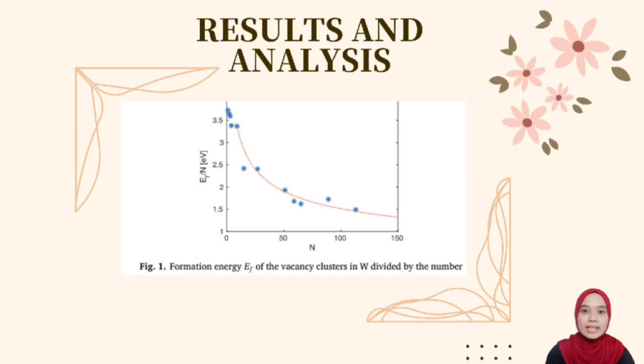Next is results and analysis. This figure shows the formation energy of the vacancy clusters in W divided by the number of vacancies. The dashed line is given by equation 1 using an average surface energy of 0.230 electron volt. It appears that the small vacancy clusters with n less than 9 are not correctly described by the free surface energy, probably because they are closer to point defects.